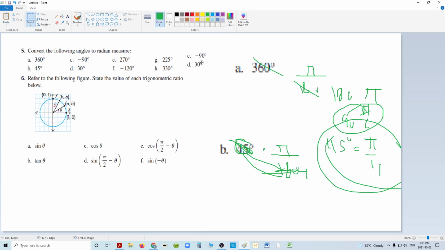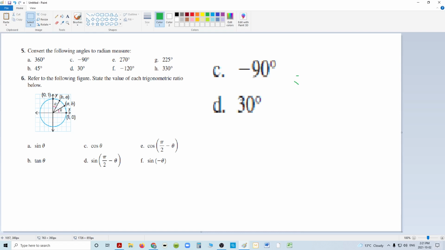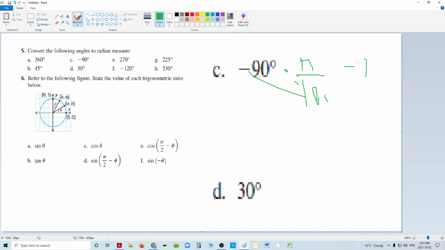Next one. Same conversion. Doesn't matter if it's minus. We're going to multiply it by pi over 180. It's clear that this goes in negative 2 times. So you get negative pi over 2, which makes sense. It's the same as this. This is negative pi over 2 in radians and negative 90 degrees in angles. That's what a radian is. It's the arc length around the circle.